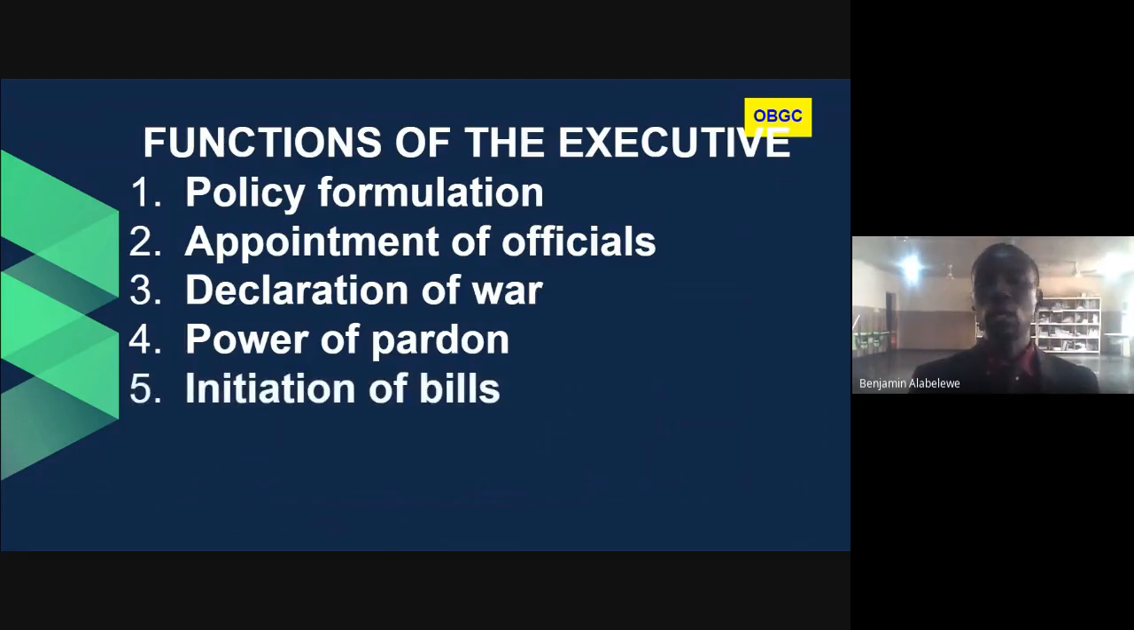They initiate bills, which you call public bills. And what are bills? Bills are legislative proposals that become laws after they have been approved, after they have satisfactorily passed through the stages in the legislature and been duly assented to by the executive.